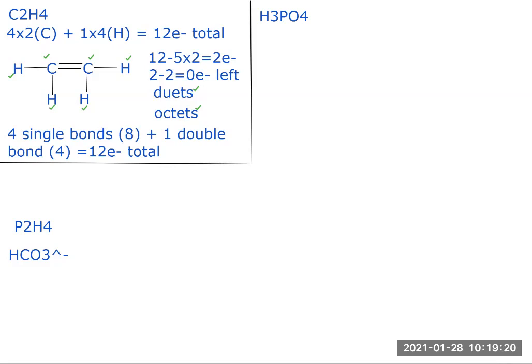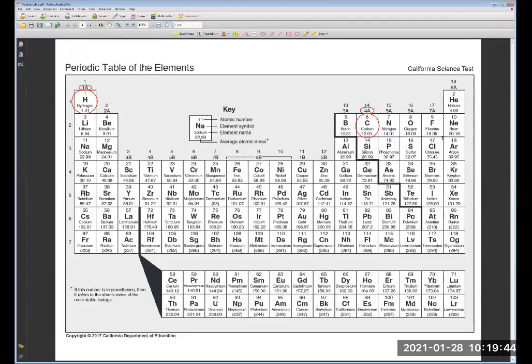So this is still a covalent compound. It's made of only nonmetals. Hydrogen, phosphorus, and oxygen are nonmetals. So let's look at how many valence electrons they will each bring. For this, we need to look at the periodic table. So we have hydrogen from group 1A, which will bring 1 valence electron. Then we have oxygen from group 6A, and so they will bring 6 valence electrons each. And then phosphorus in group 5A will bring 5 valence electrons. So notice how they are all nonmetals.